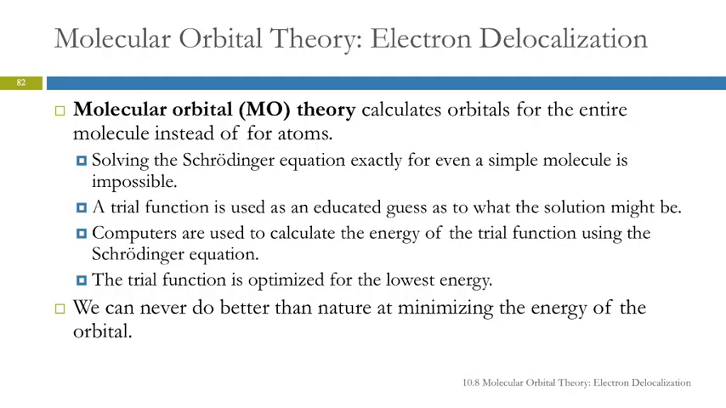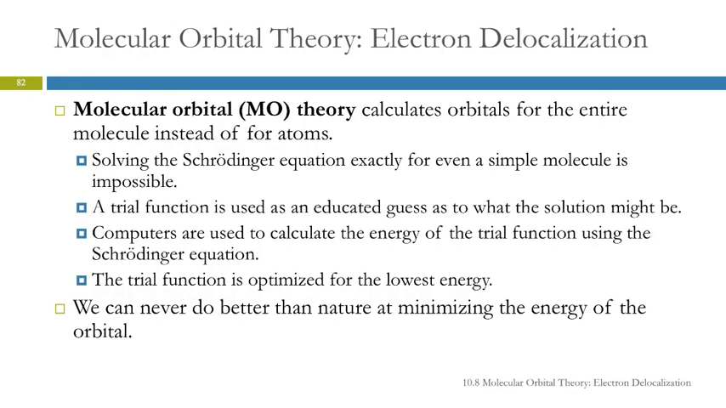In valence bond theory, we took the atomic orbitals on the central atom and we hybridized them. And we found that that explained the geometry better than just looking at atomic orbitals overlapping. Here what we're doing is we're taking all of the orbitals from the atoms in a molecule and combining them together into molecular orbitals.